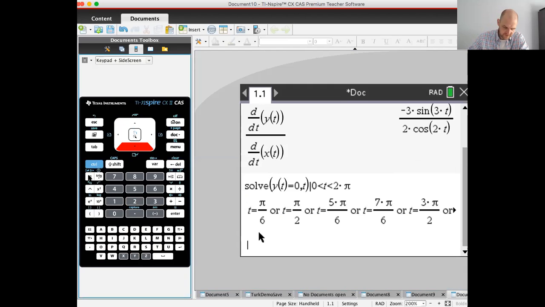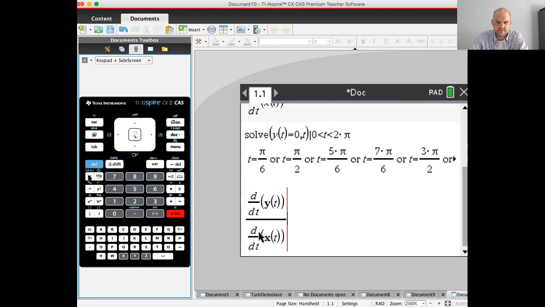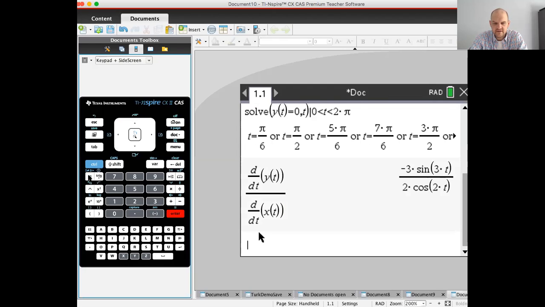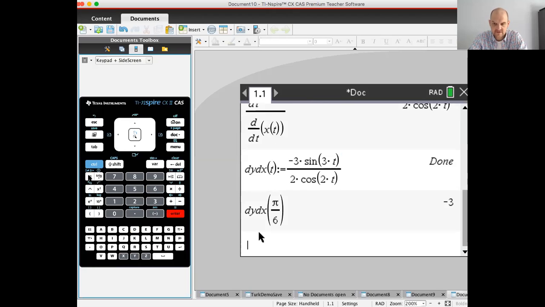Okay, well the y value is 0. So I need to evaluate the slope at all of these. What am I going to name this? Let's say dy dx of t, right? Dy dx, sure. All right, so dy dx of pi over 6.